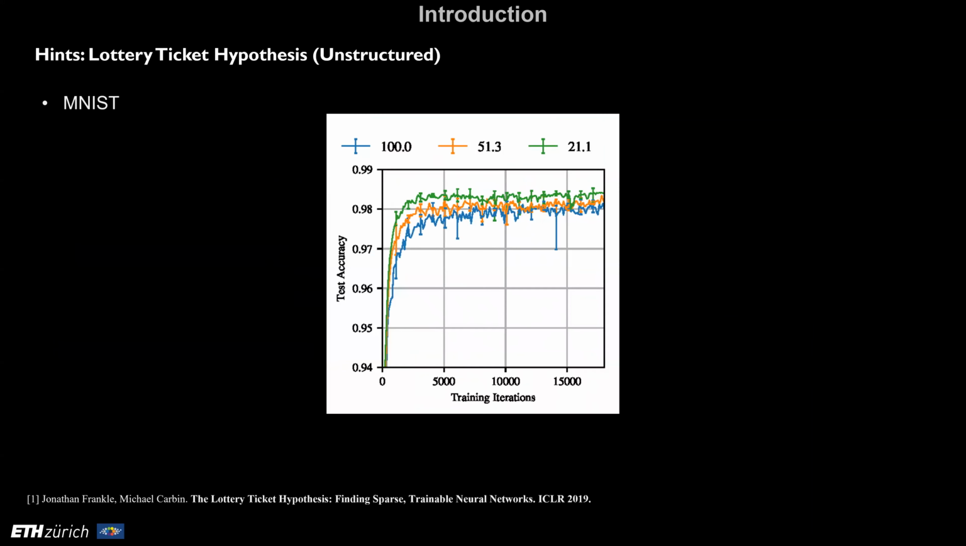Actually, we have several hints from previous works. The first one comes from the lottery ticket hypothesis, which states that in a predefined network, there is a sub-network that can outperform the original network under a similar number of iterations. And indeed, in this figure, we can show that the pruned network can outperform the original network.